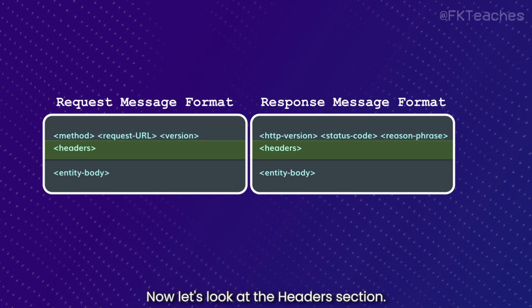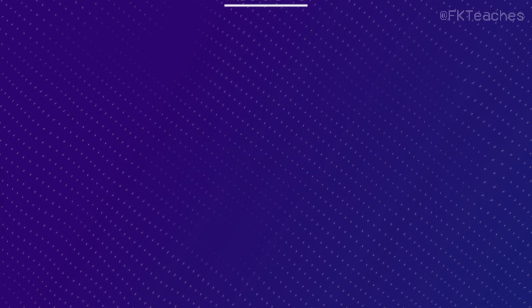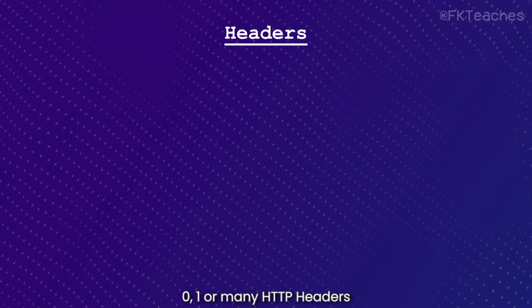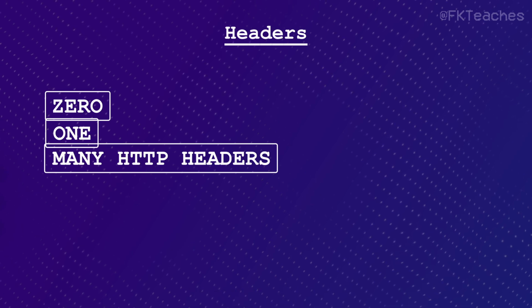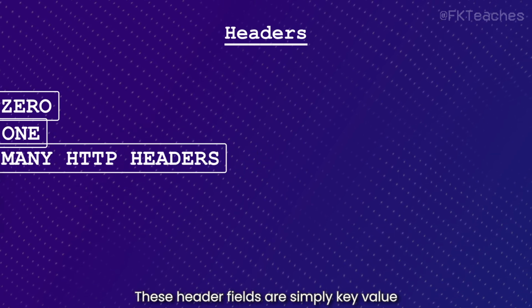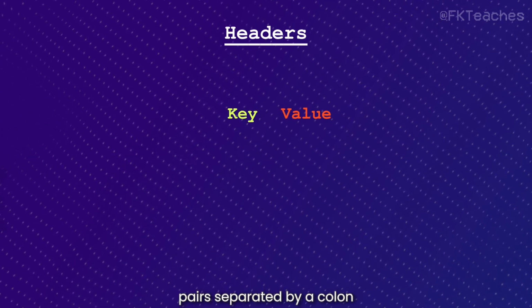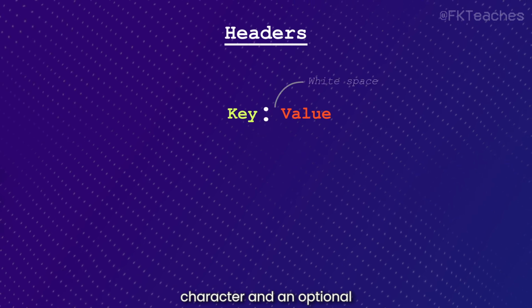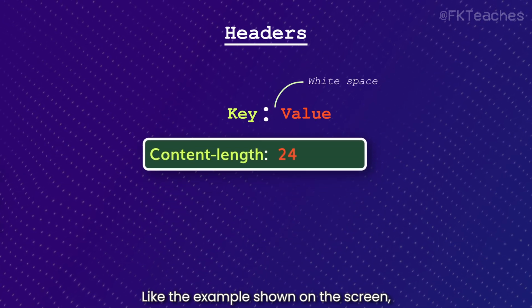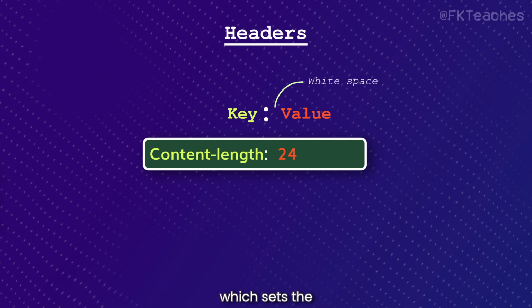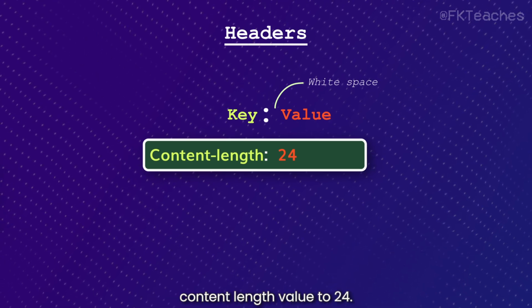Now let's look at the headers section. Following the start line comes a list of 0, 1, or many HTTP headers. These header fields are simply key value pairs separated by a colon character and an optional white space before the value. Like the example shown on the screen, which sets the content length value to 24.